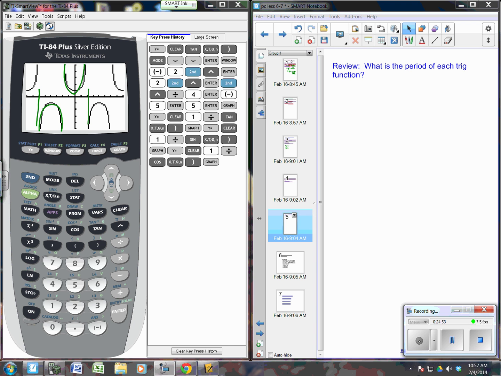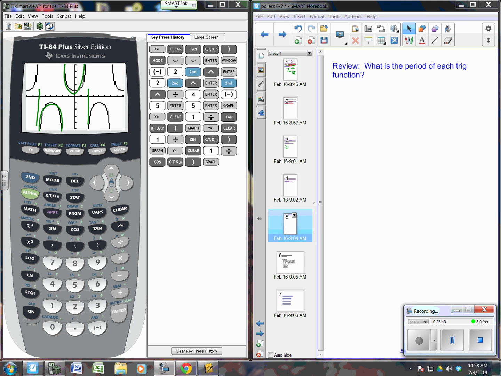Okay, I am going to call on Caitlin. What is the period of the sine function? Okay, Jalee, the cosine function, what's the period? I'm going to come back to you. What's the period of the tangent function? Pi. Okay. Trayson, what's the period of the cotangent function? Pi. There you go. Sam, what is the period of the cosecant function? Yeah, 2 pi. Okay.